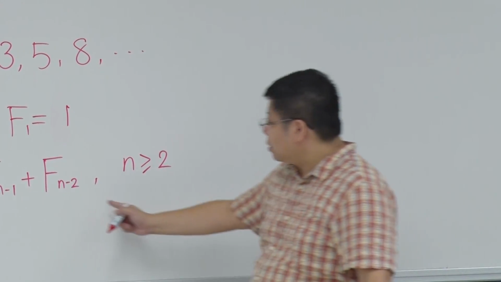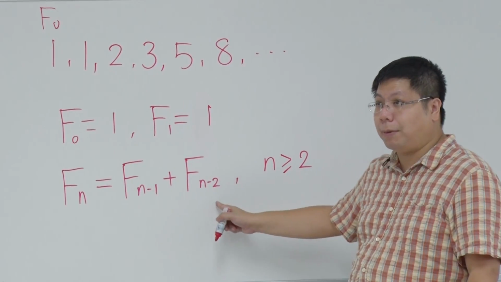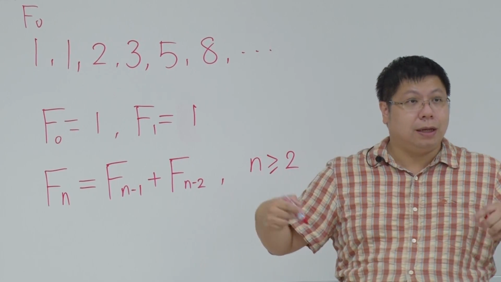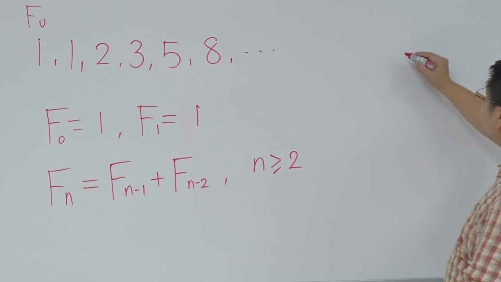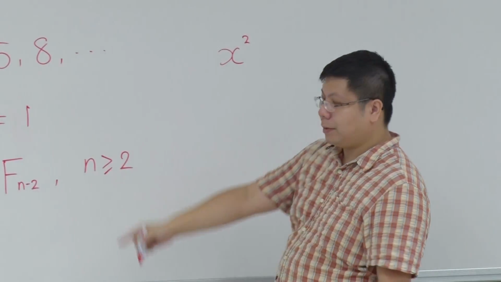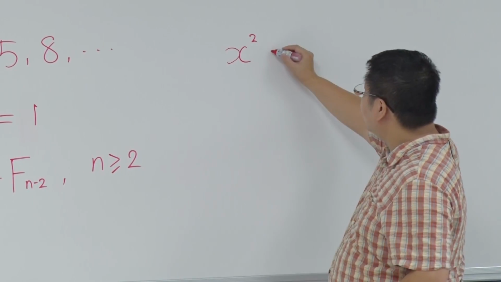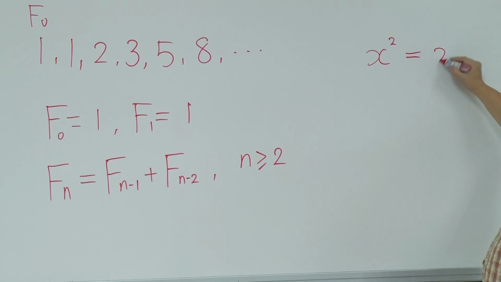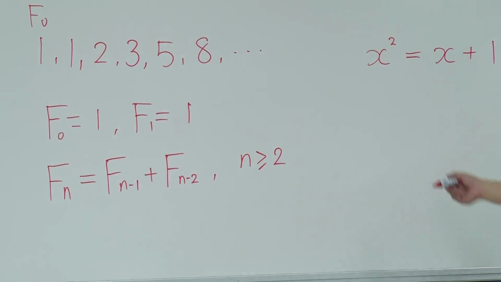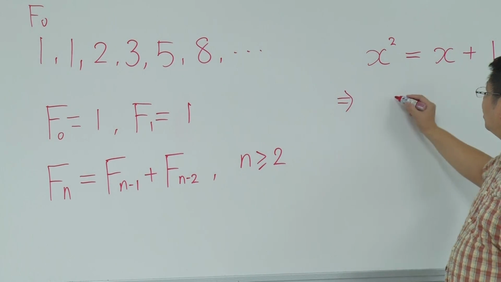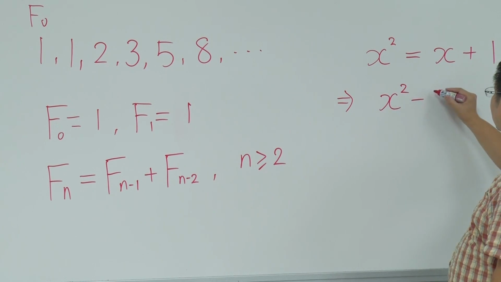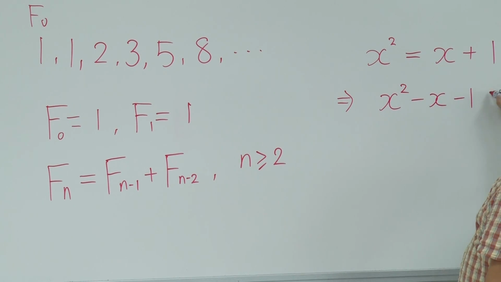So what should we do? This is n minus 1, n minus 2. So it is going to be x squared. We use x squared to represent F of n. We use x to represent F of n minus 1. And we use 1 to represent F of n minus 2. So this is the characteristic equation. We have x squared minus x minus 1 is equal to 0. Is that okay? And then we solve for it.